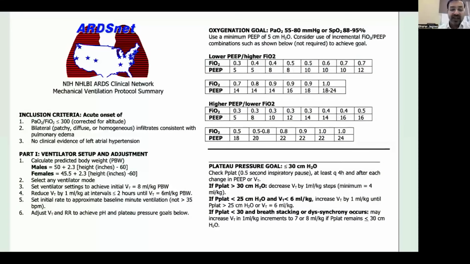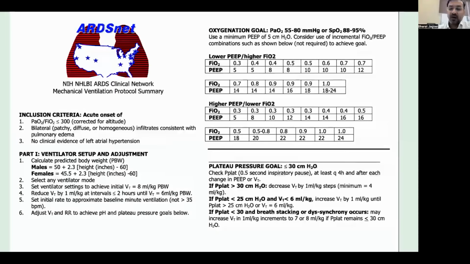Select any ventilator mode and set the tidal volume at around 8 ml per kilogram of predicted body weight. Reduce tidal volume by 1 ml per kilogram at intervals of 2 hours or more until we reach a tidal volume of 6 ml per kilogram predicted body weight. Set the initial respiratory rate to approximate baseline minute ventilation, and adjust VT, that is tidal volume, and RR to achieve pH and plateau pressure goals.